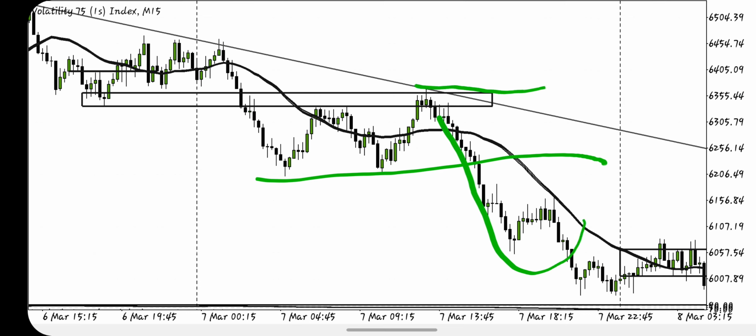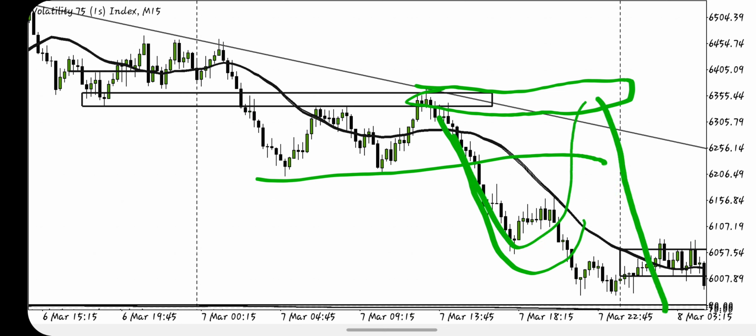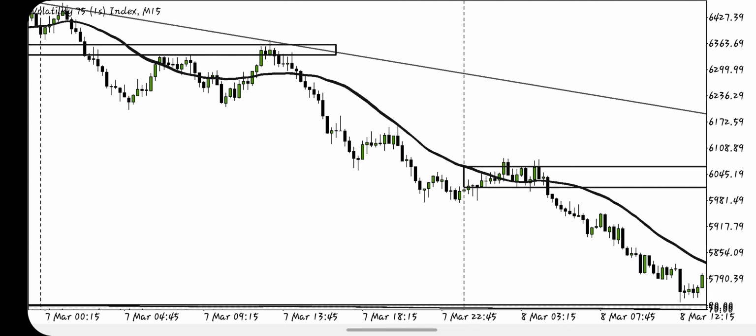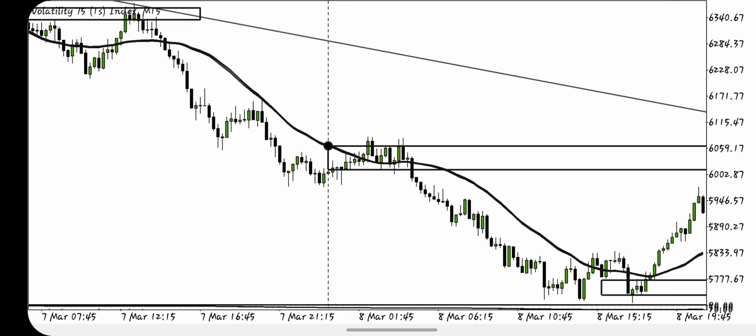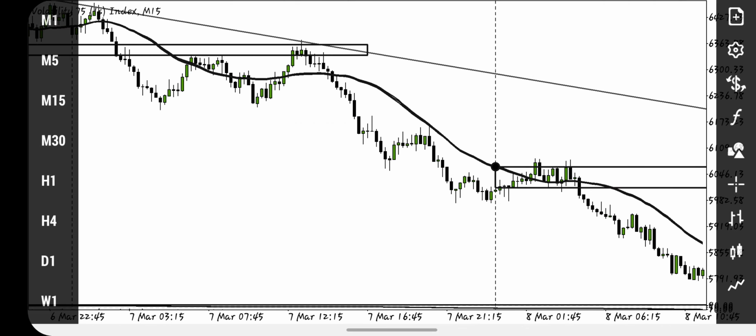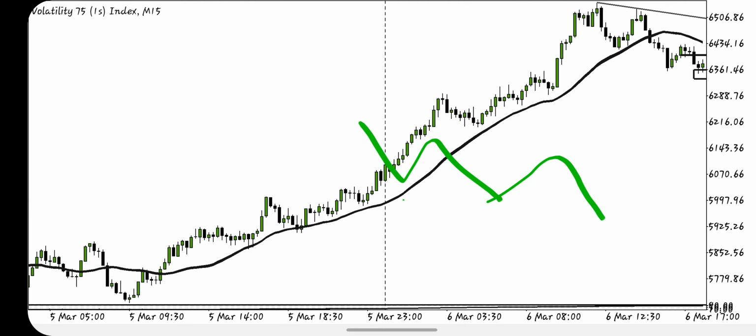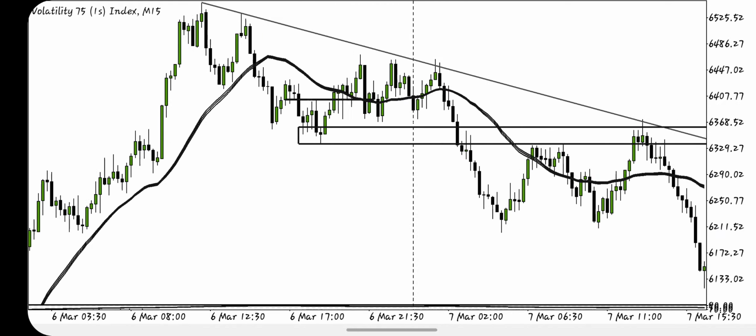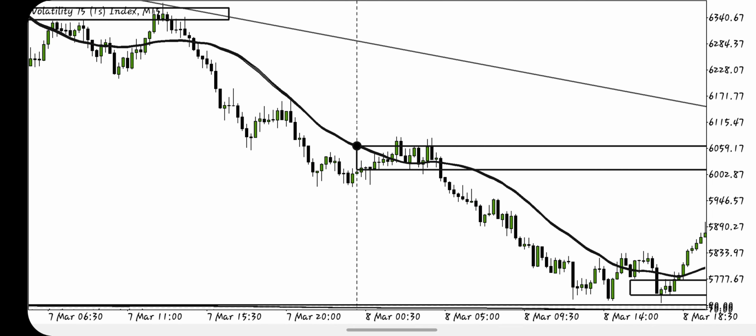We have another order block here, this candle. We wait for the market to come back to the order block and we sell. Let's see what happened here. It didn't come back. It kept on going down, creating lower lows, as you can see, it went down.